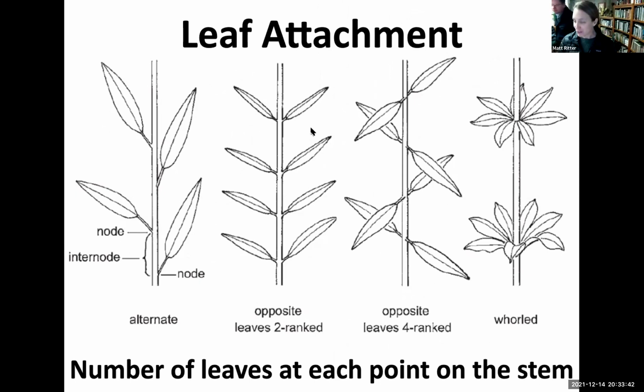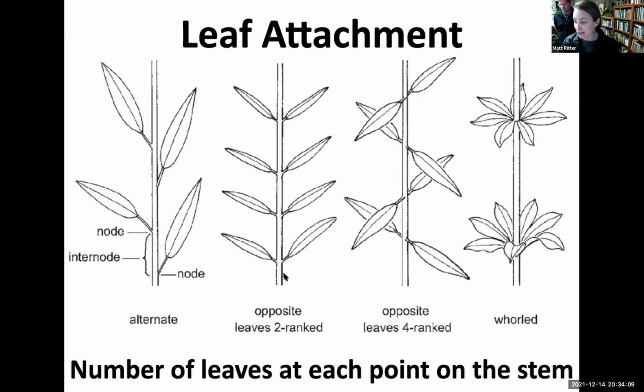So there could be a situation in which there's only one leaf attached to each node, and that's what I'm showing you here on the left. So a single leaf at the node, and then stem, and then another single leaf, and then stem, and another single leaf, stem. So what we call plants that have just one leaf attached at each position on the stem is, we say that they have alternate leaf attachment. Alternate means one leaf attached at each node.